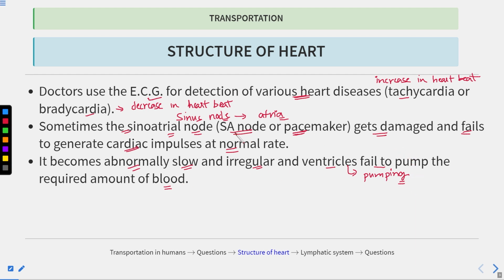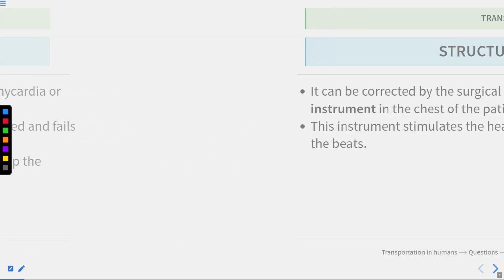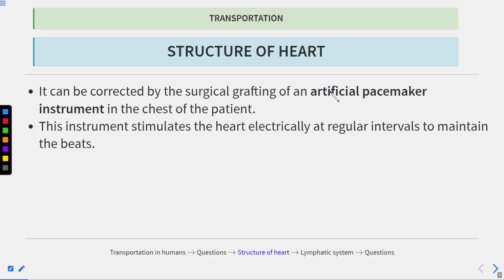So if the SA node, or the sinoatrial node, is damaged, then what will happen? It will work abnormally and produce slow and irregular signals, which will ultimately lead to the ventricles failing to pump the blood towards the rest of the body parts. Now, how can this be corrected? We use an artificial pacemaker here.